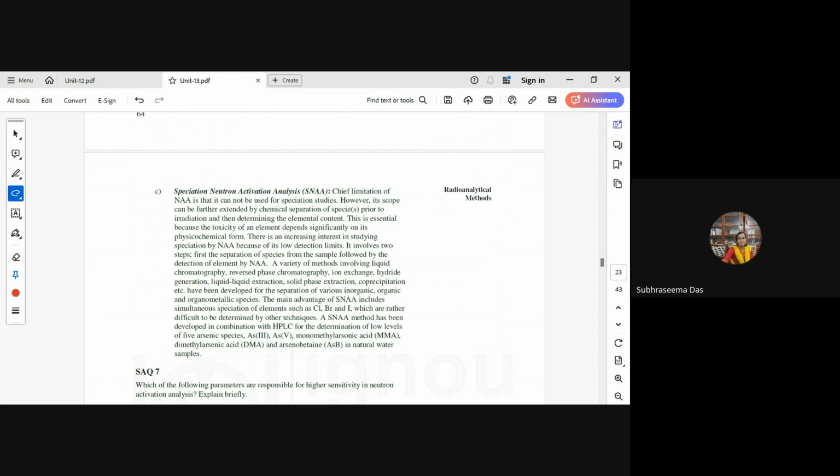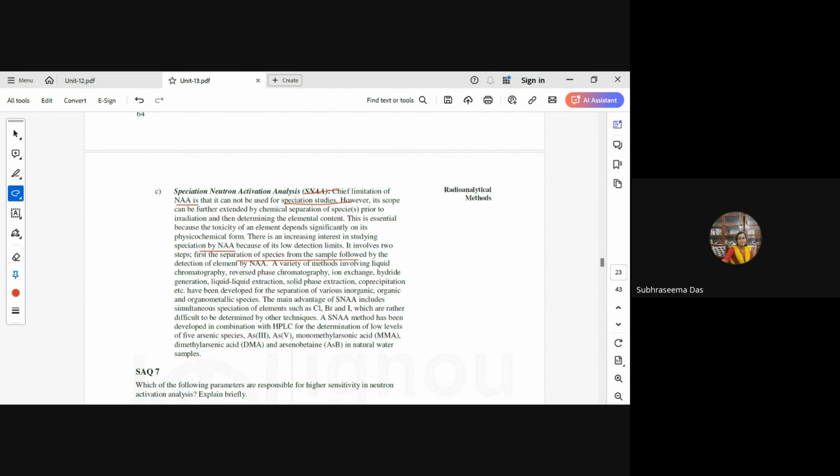This is SNAA. The chief limitation of NAA is that it cannot be used for speciation studies. However, its scope is extended for speciation studies by this process. It is essential because there is an increasing interest in studying speciation by NAA, given its low detection limits. This process involves two steps. First, the separation of the species is done, followed by detection of the element by NAA.